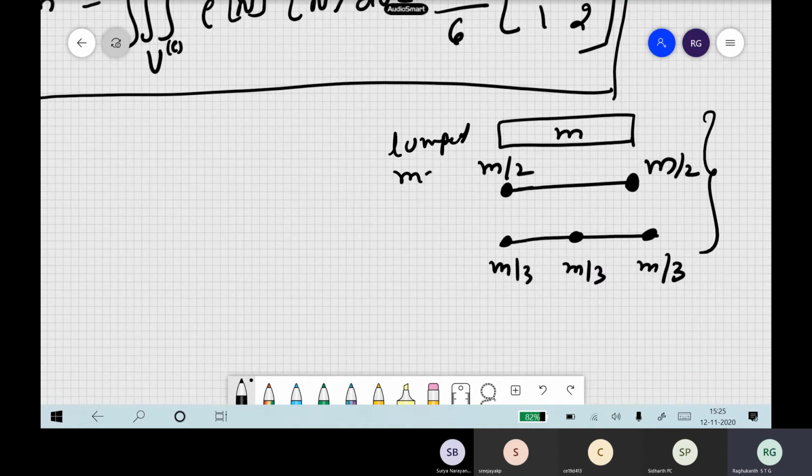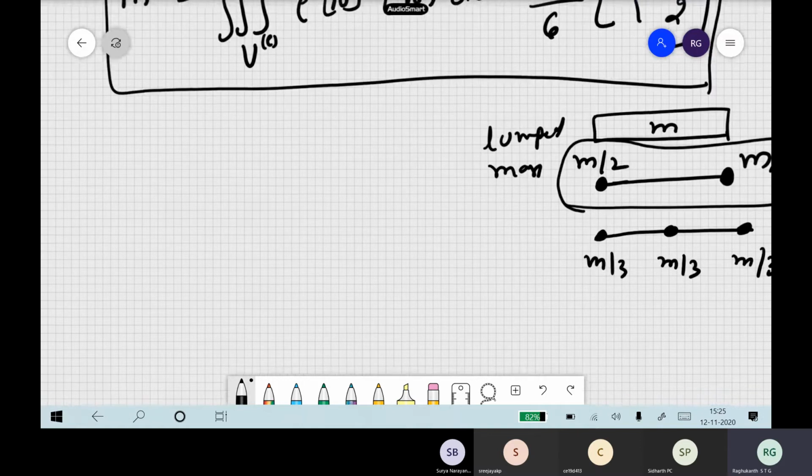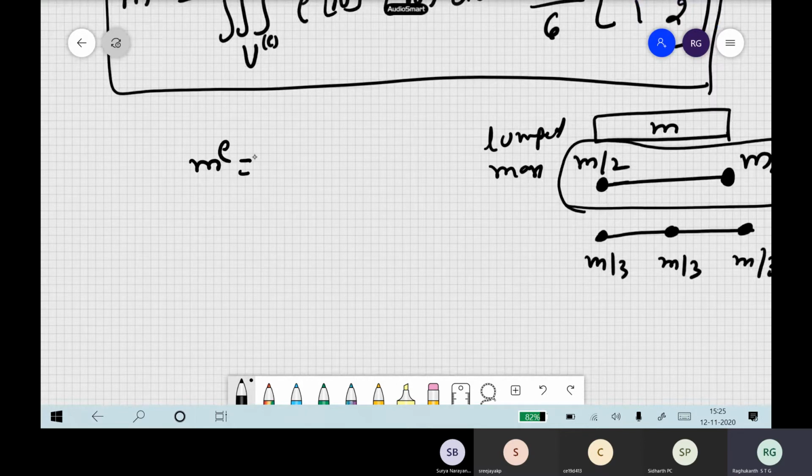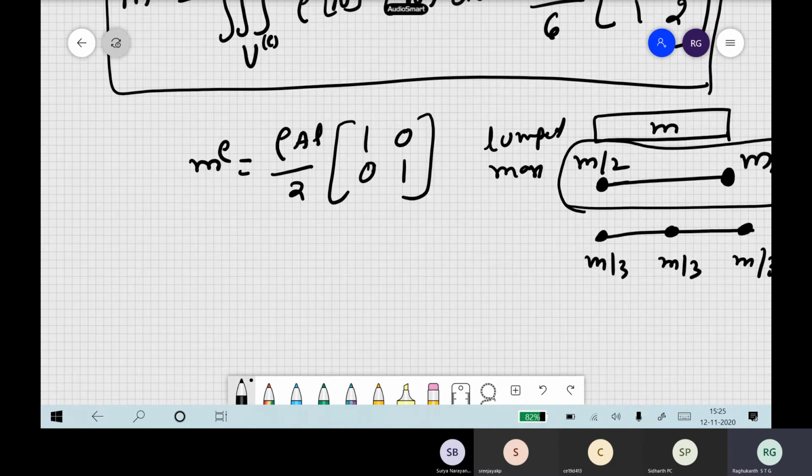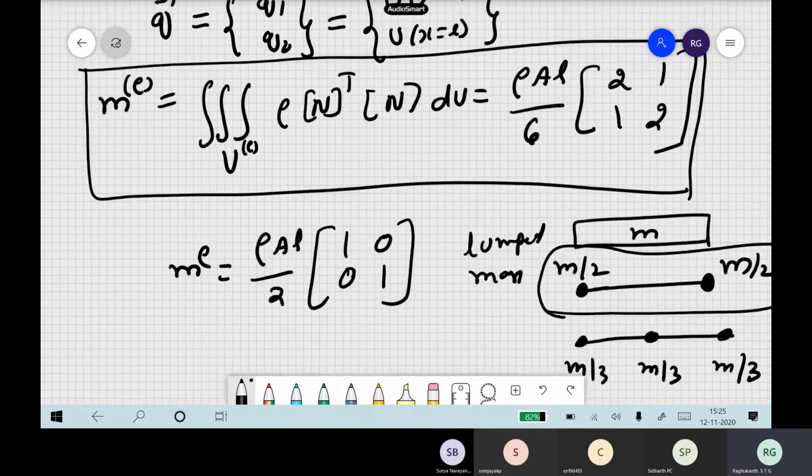When you do this lumped mass for the same problem, if I do two masses, to be consistent with the previous thing, my matrix for this element will be rho A L by 2 times [1 0; 0 1]. So this is my lumped mass matrix. I can use a consistent mass matrix, or I can use this lumped mass matrix. But the consistent mass matrix is consistent with the displacement field, whereas the lumped mass is not; it is just lumping the masses at two different points.